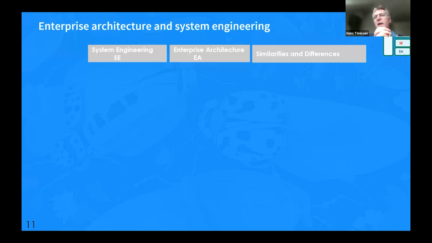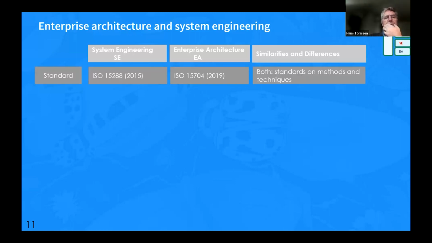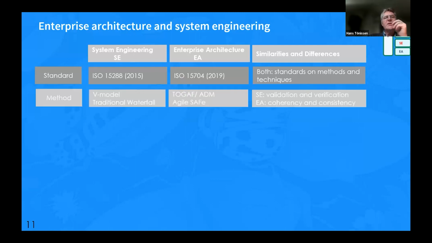And they're close together, enterprise architecture and system engineering. I made this overview of the similarities and differences. They're both based on standards. The system engineering technique is a little bit more the V model and the traditional waterfall. You saw also in the presentation of Neil, it came along. If you go to enterprise architecture, it's more TOGAF and the agile SAFe method, what you have there.